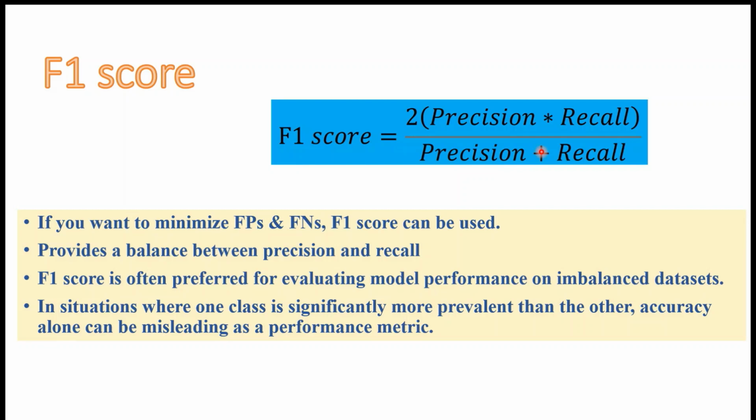Now, when a model generates more false positive cases, then precision is preferred, and when the model produces more false negative cases, then recall can be used. Otherwise, if you want to minimize both, then the F1 score also can be used.